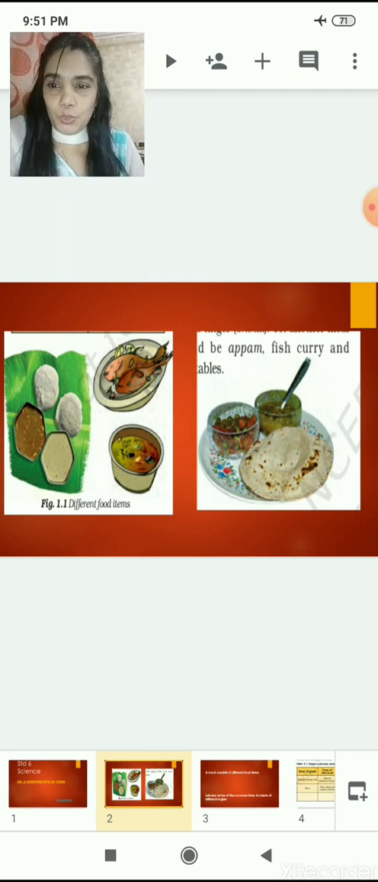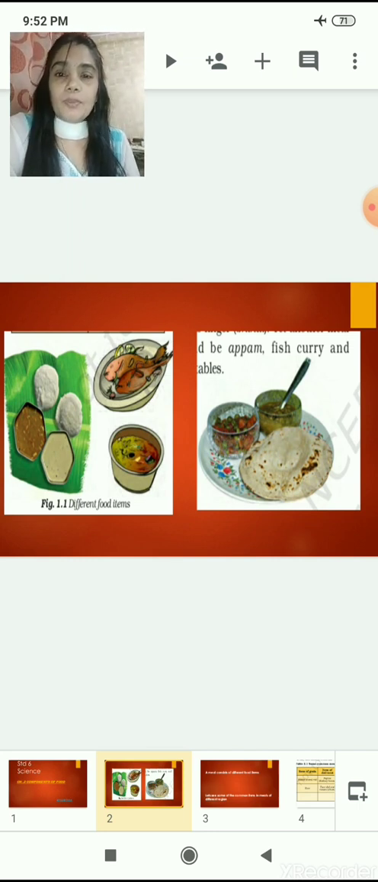So don't forget to have your vegetables. Our meal usually has at least one item made of some grain, right? Good. The other item could be a dal or any dish made out of veg or non-veg. And if you eat non-veg also, vegetables are compulsory. You can have it like a salad. It may include items like curd, buttermilk, and pickles. So these are some examples of meals in different regions.